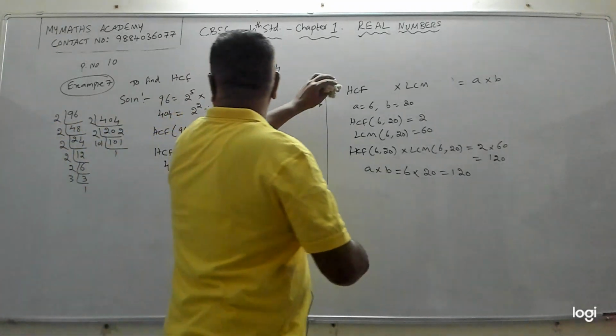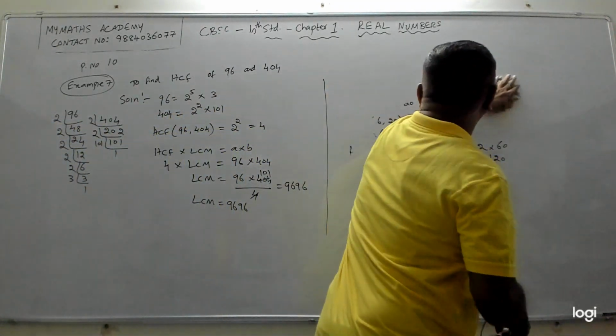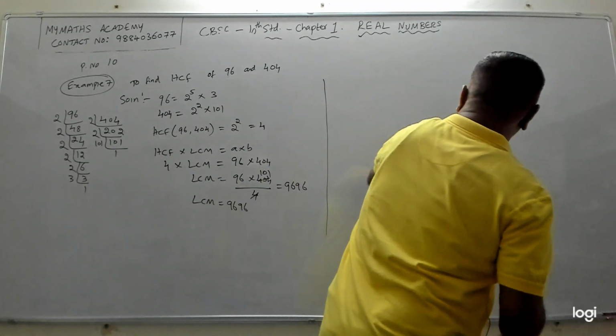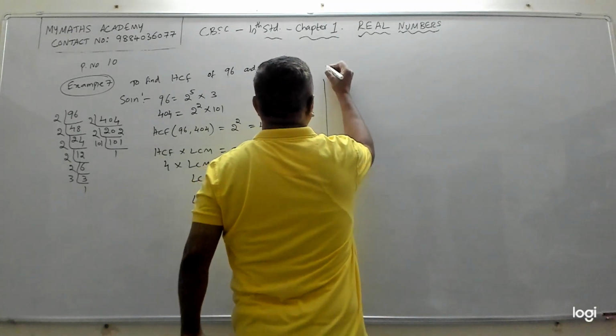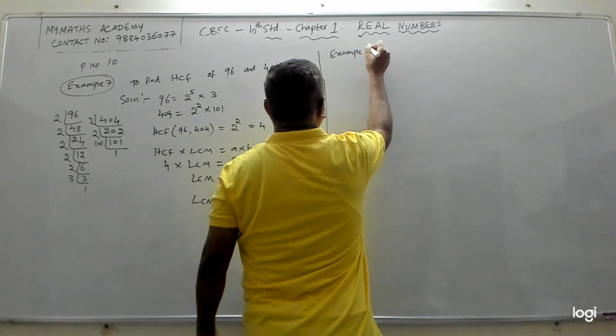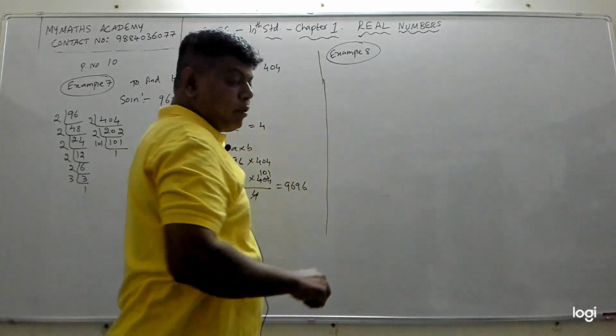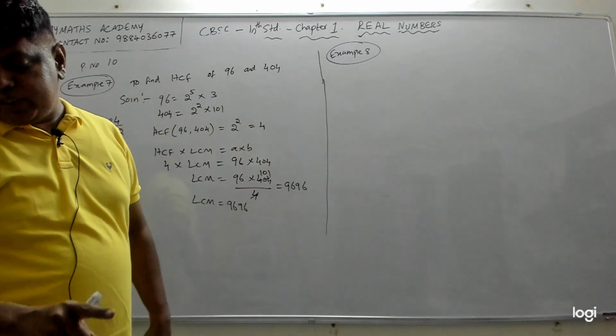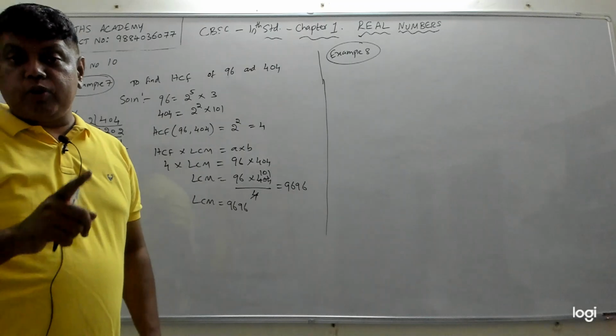Let me erase this. Okay, next what we have is example 8. What it says is: find HCF and LCM of 672 and 120 using prime factorization method.